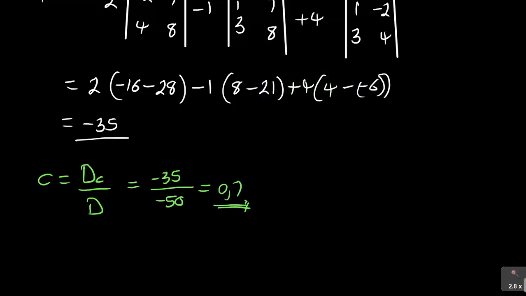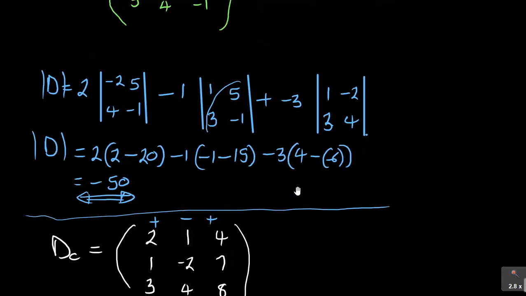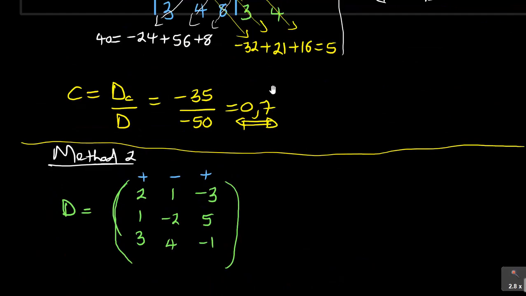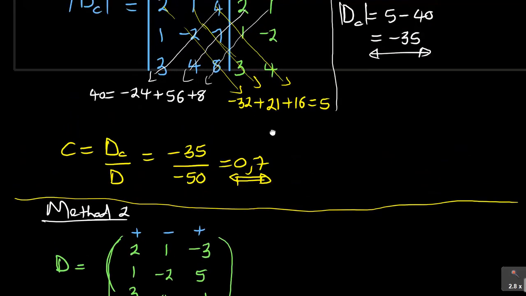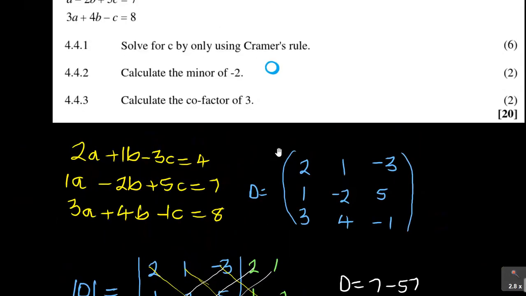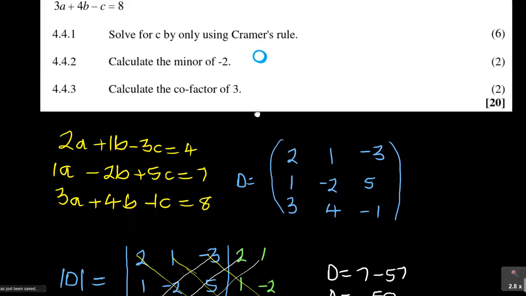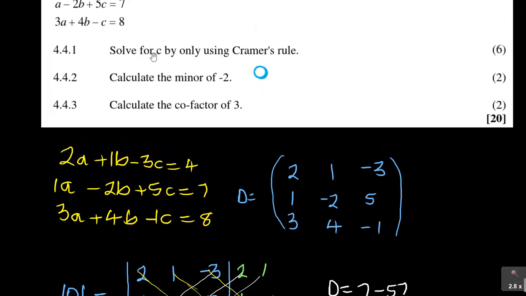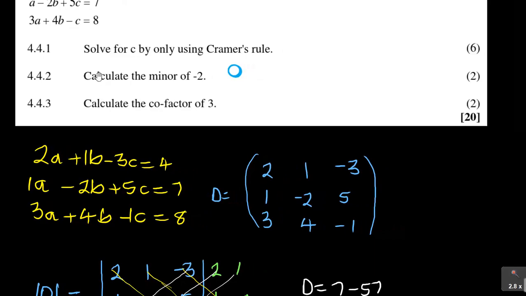Now if you check, the 0.7 is the answer that I got when I was using the other method. So this is how you solve this question when they say solve using Cramer's rule. So that's what they mean when they do that. Now the next one says solve for C. Okay, 4.4.2, calculate the minor of minus 2.